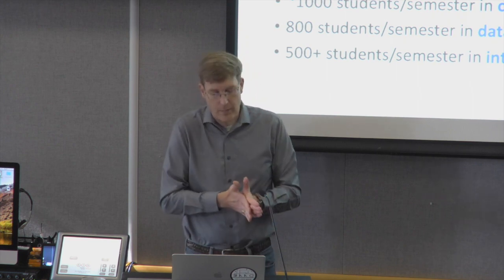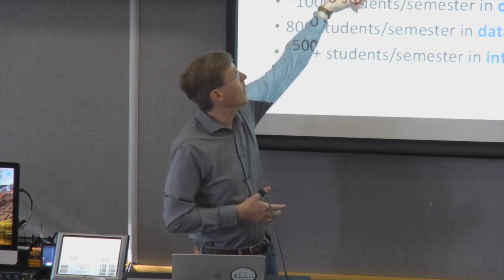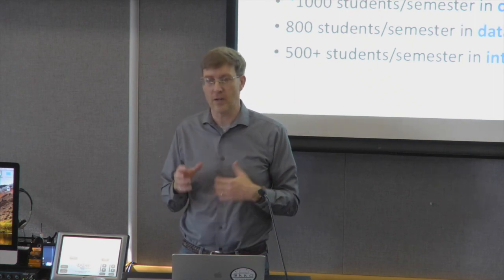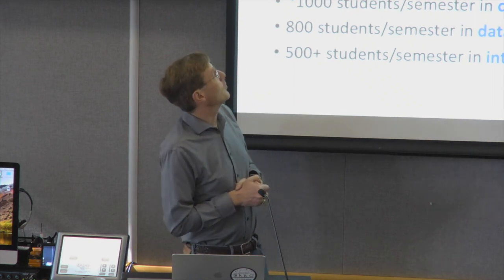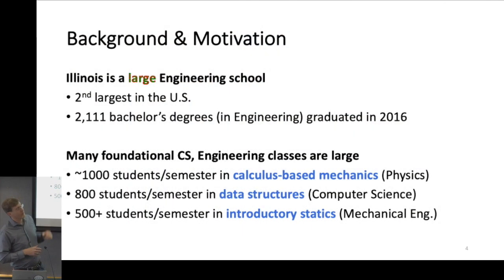The motivation is we are a big school. According to the number of bachelor's degrees that we graduate in engineering, we're second largest in the country, second only to Georgia Tech. In order to graduate roughly 2,000 engineers per year, you need to run about 1,000 students per semester through calculus-based physics. Our data structures class runs at about 800 students. We have 3 different CS1s for majors, engineers, and non-majors that all run at about 600 to 800 students per semester. The sequence that we do for all of the other engineers, the statics, dynamics, solid mechanics, runs somewhere between 300 to 500 students per semester in those classes. So we have some big classes.